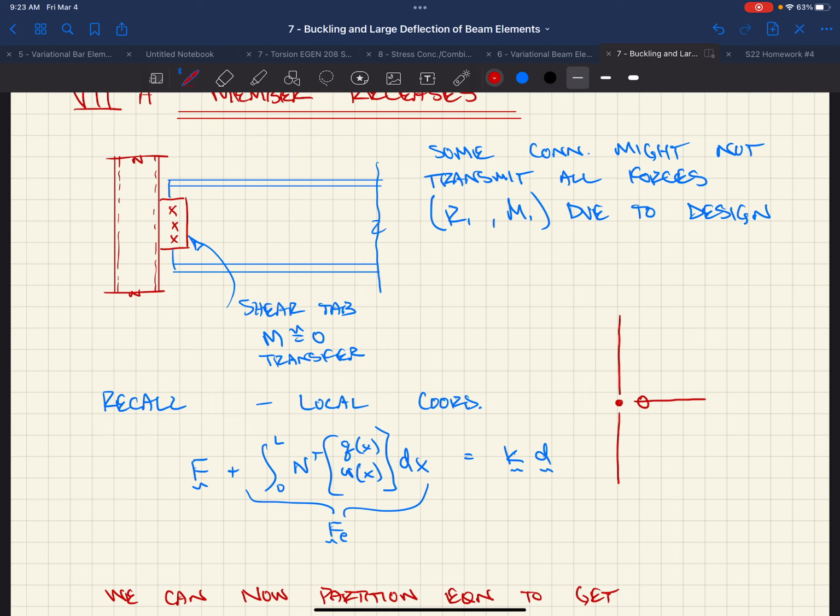So does that mean that it is transferring? Yeah, isn't that messed up? That's what we assume. It's weird. We assume that it's pinned, but in reality, there is some fixity there.